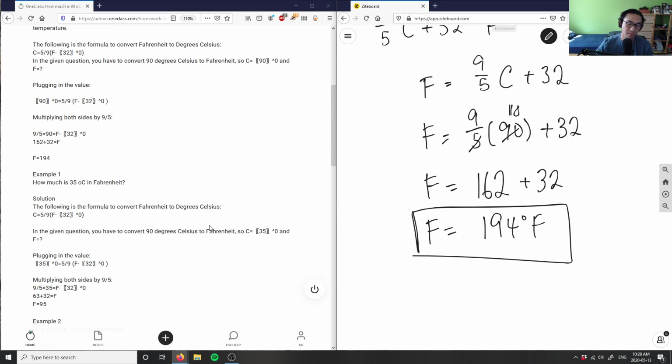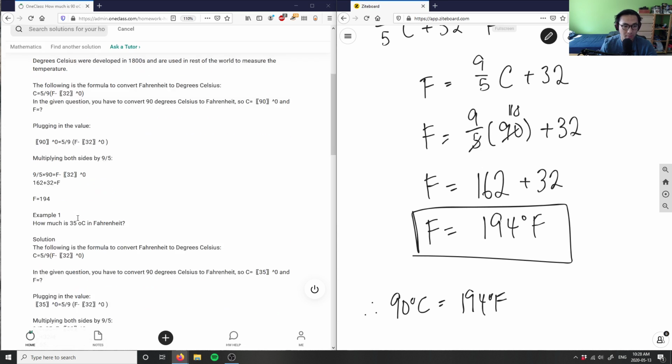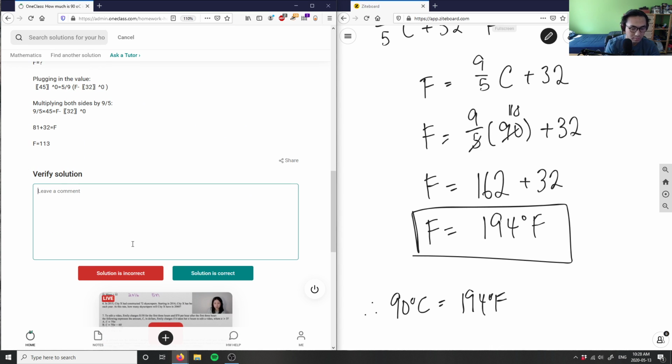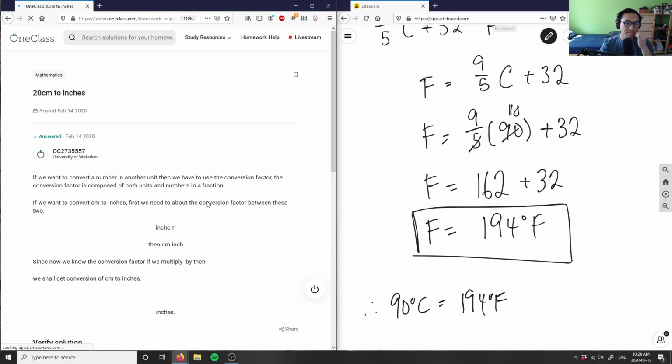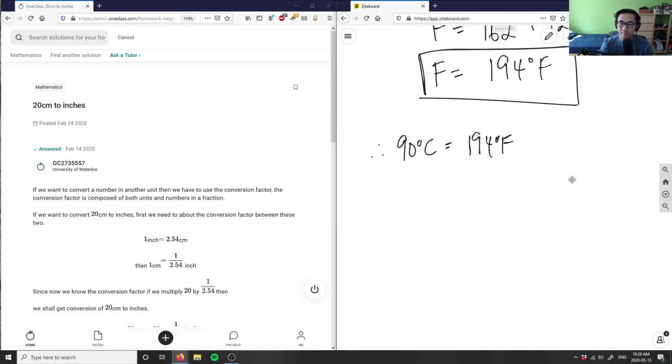As you can see, the solution is correct. F equals 194. Therefore, 90 degrees Celsius equals 194 degrees Fahrenheit, and this solution is correct. It's correct. Go to analysis. That was number 7.